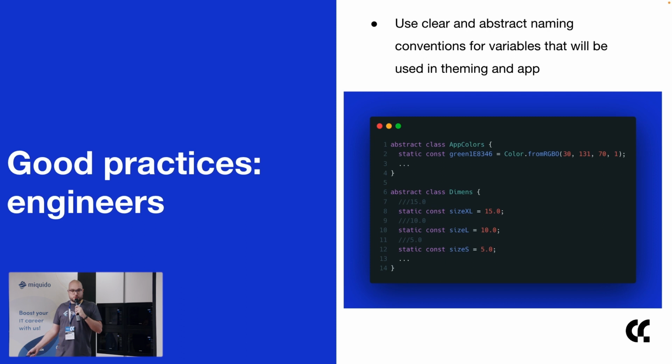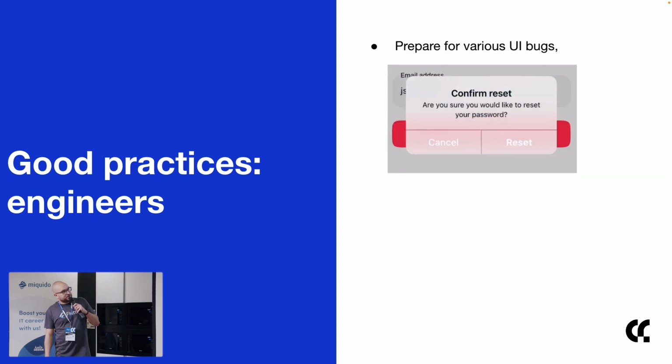What we found out during our work with theming is that this dimensions class with clothing sizes like XL, L, M worked pretty well for us, and it's pretty abstract. And for the colors, we actually have a little fun practice: we use the green color hex value, because it's easier to find in Figma or in your code, and then the RGBO constructor that provides meaningful information for you as well.